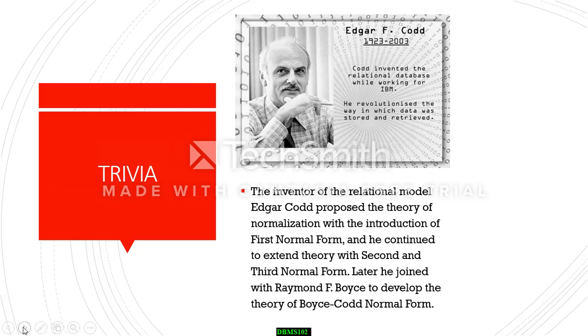So, trivia. The inventor of the relational model, Edgar Codd, proposed the theory of normalization with the introduction of first normal form, and he continued to extend the theory with second and third normal form. Later, he joined with Raymond F. Boyce to develop the theory of Boyce-Codd normal form.